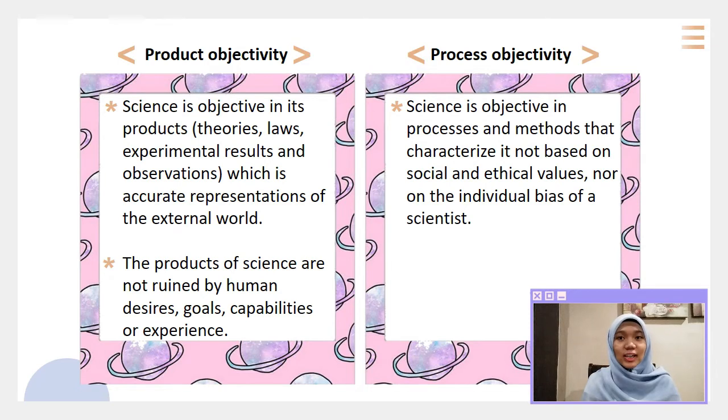The first understanding claims that science is objective in its products, such as theories, laws, experimental results, and observation, which are accurate representations of the external world. The products of science are not ruled by human desires, goals, capabilities, or experience. But the second understanding, process objectivity, claims that science is objective in the processes and methods that characterize it, not based on social and ethical values nor on the individual bias of scientists.